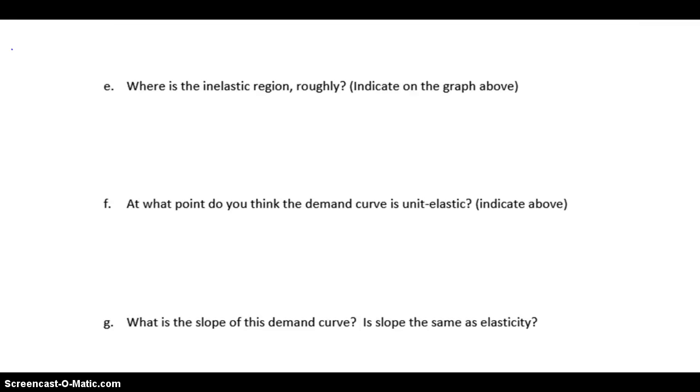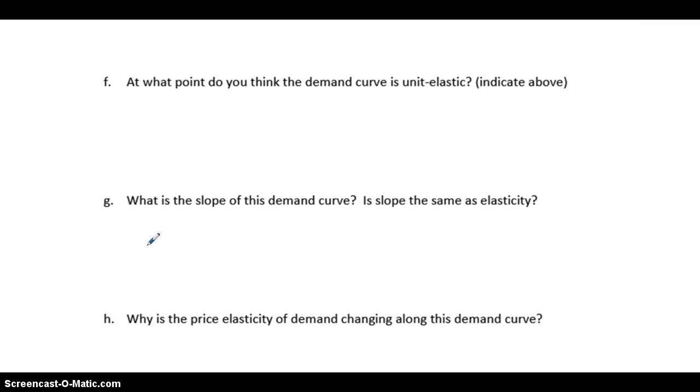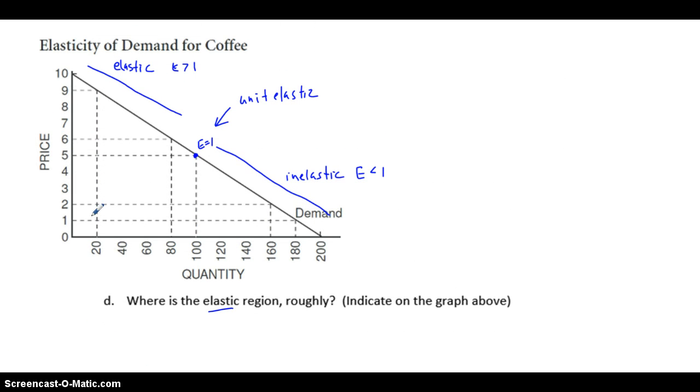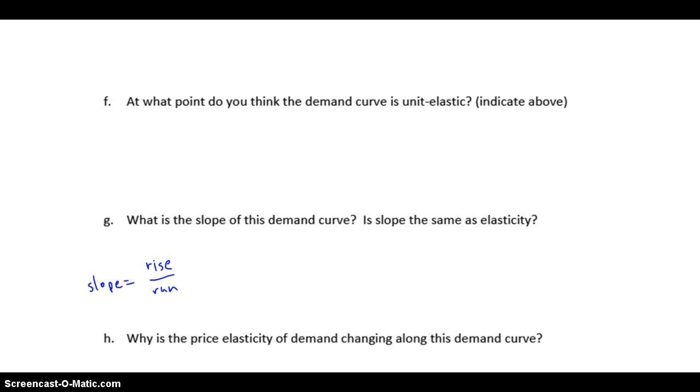Well, let's think about how we think about slope. Just think about algebra. Rise over run is what slope is. So let's think about what the slope of this thing is. If we think about the whole curve here, the rise is $10 of price, and then the run is 200 units of demand. It's a negative sloping thing, so it's negative 10 over 200, which would just be negative 1/20th.